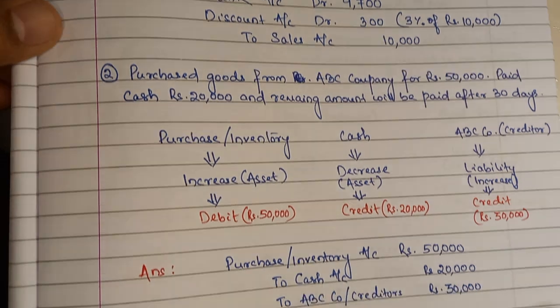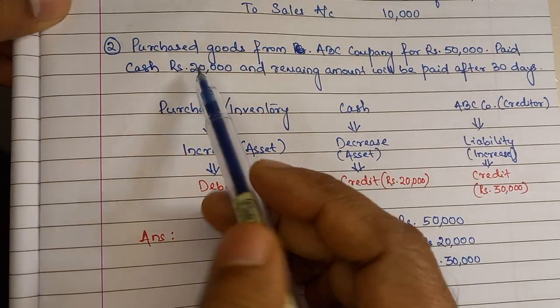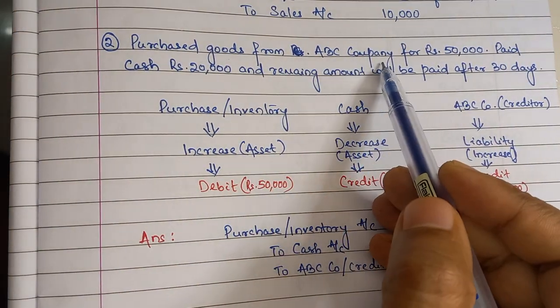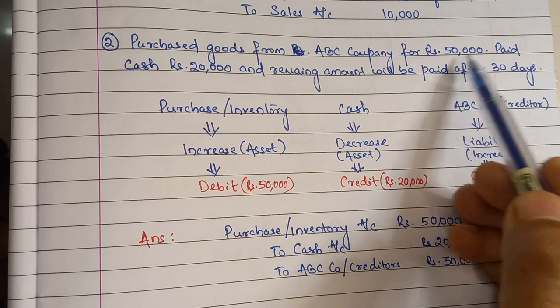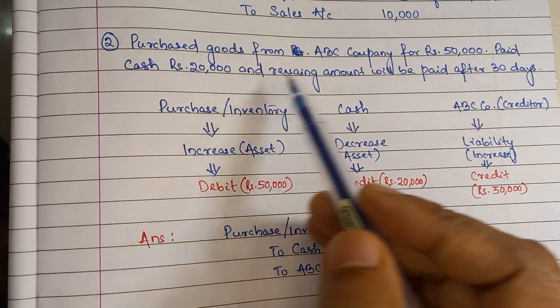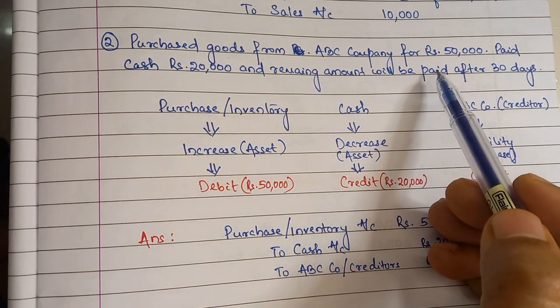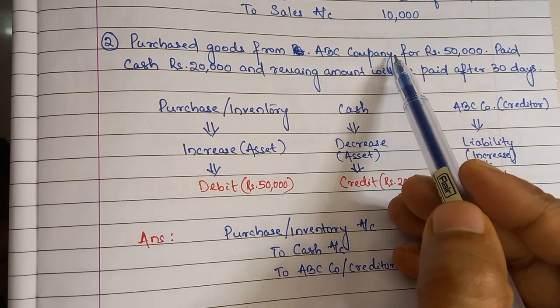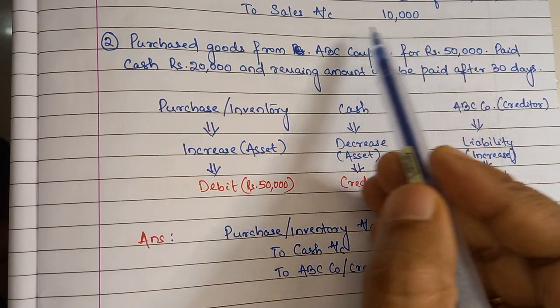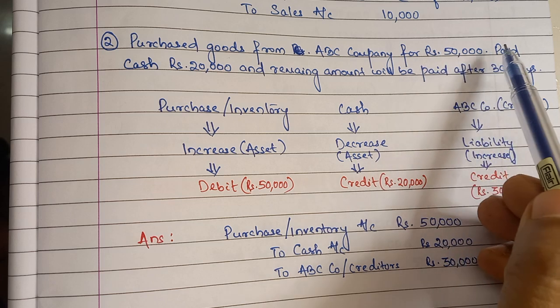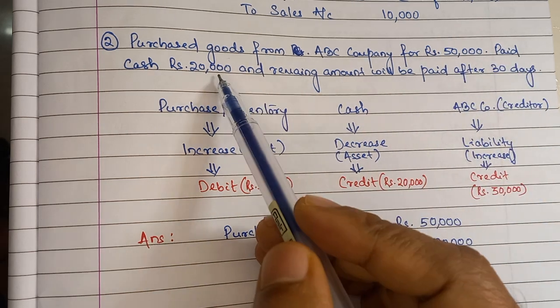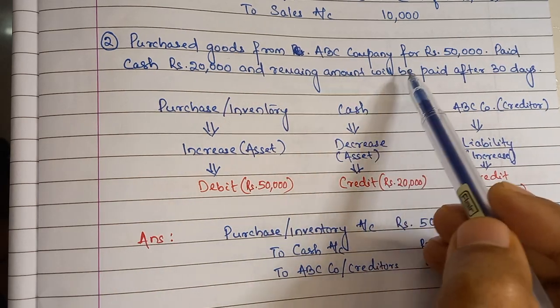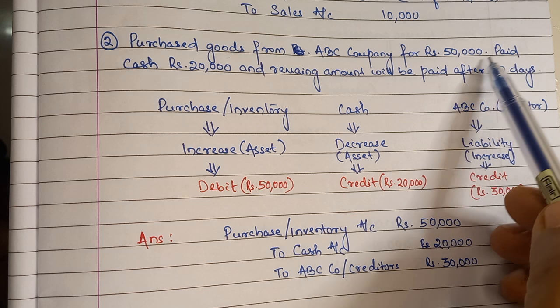Now let's go through the second example. Purchase goods from ABC company for rupees 50,000. Paid cash rupees 20,000 and the remaining amount will be paid after 30 days. Okay. So you're buying goods for rupees 50,000. But what is happening? You are paying only cash 20,000 and the remaining is on credit. That means after 30 days you are going to pay.